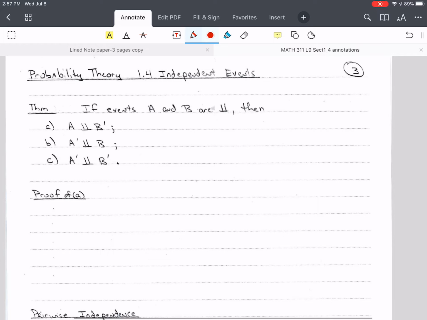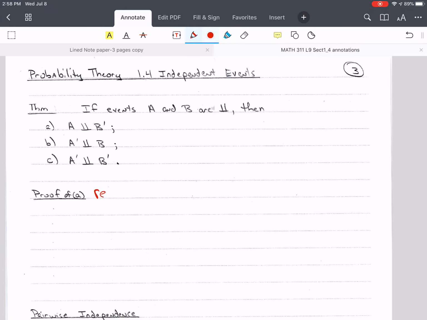I want to start out with a theorem, though, before we go to pairwise. If two events, A and B, are independent, then A is also independent of B complement, A complement is independent of B, and A complement is independent of B complement. Let's prove the first one of these, and if we prove that, it's very easy to show the others.